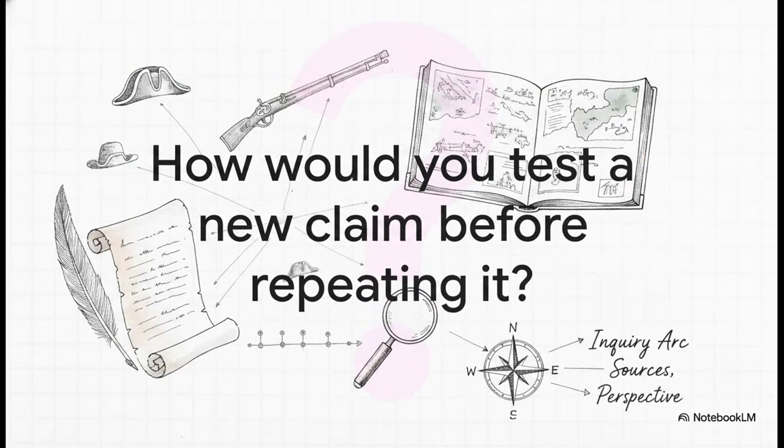You are now fully equipped with the analytical tools of a historian, so I want to leave you with one final, critical question to chew on. How would you test a new claim about the Revolutionary War before repeating it in a presentation? Remember to use the inquiry arc, corroborate your sources, and always check for perspective.